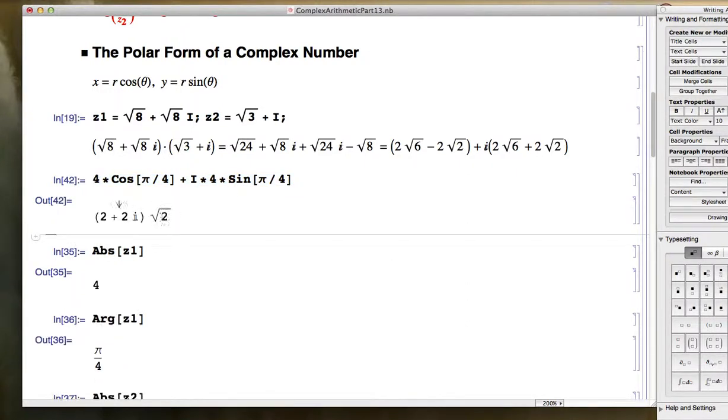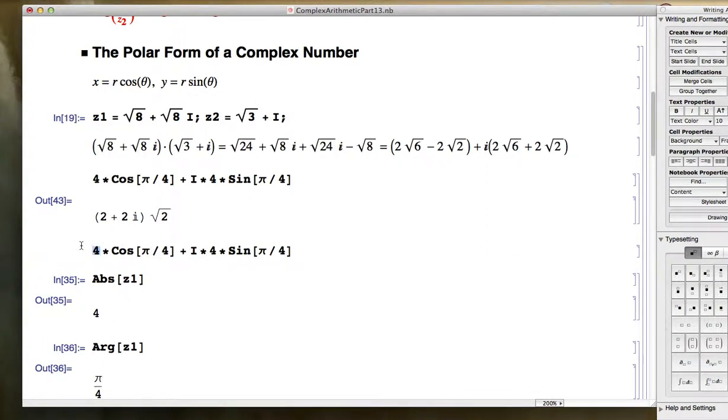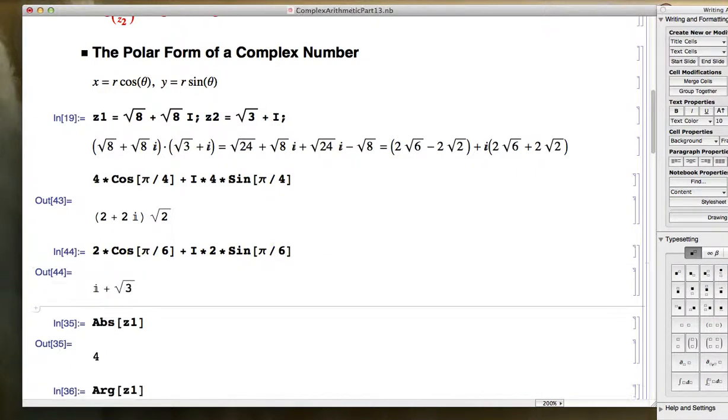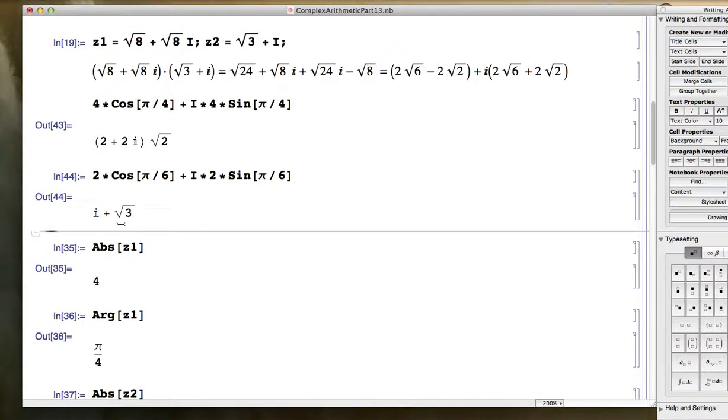Doesn't look quite the same if I expand it out. Maybe multiply that square root of 2 through. I guess it didn't. Oh well, it is the same. 2 times square root of 2 is the same as square root of 8. And likewise, if I think about Z2, its modulus was 2, and its angle was pi over 6. So this is another way to represent Z2. And that is square root of 3 plus i, the same thing.